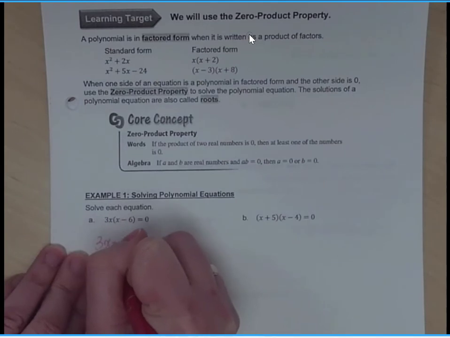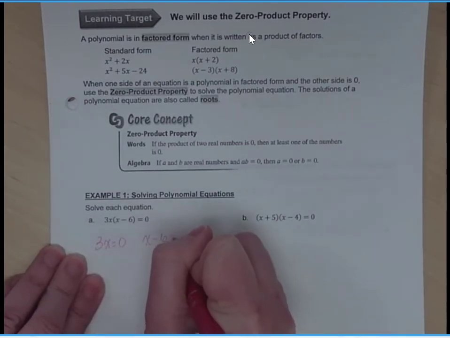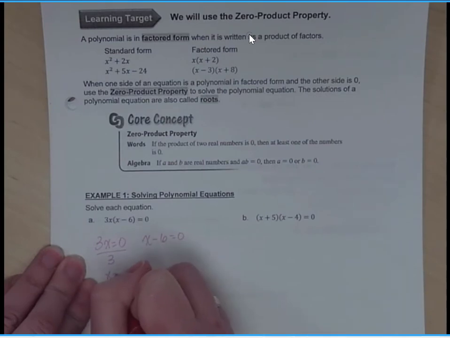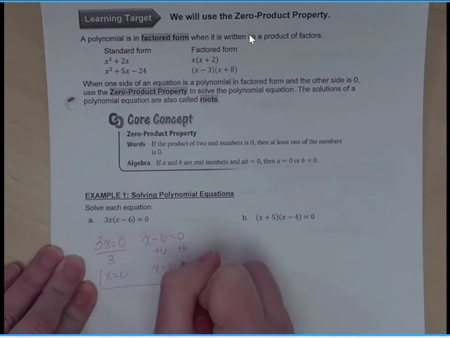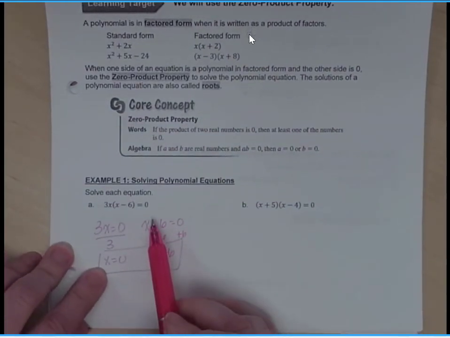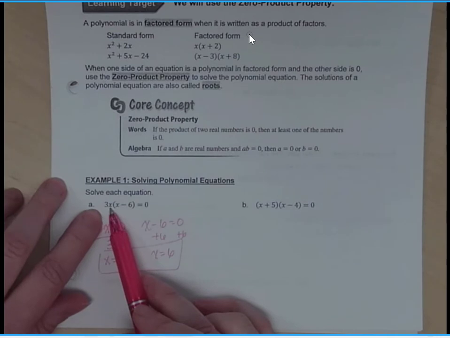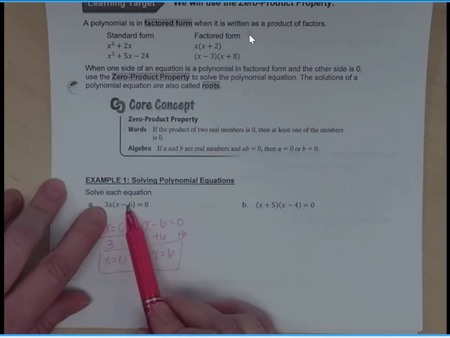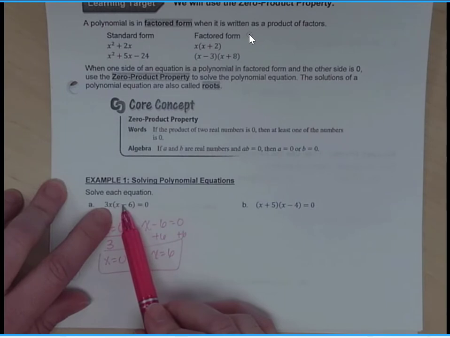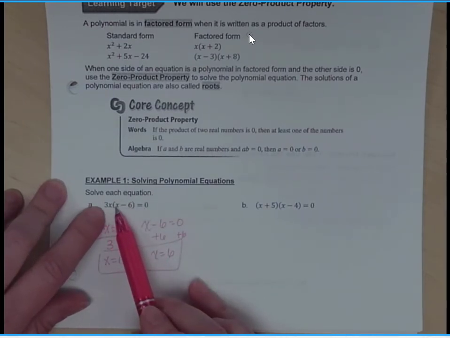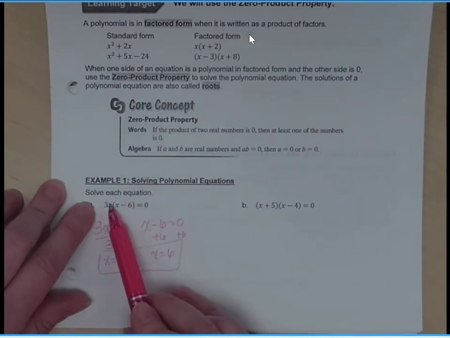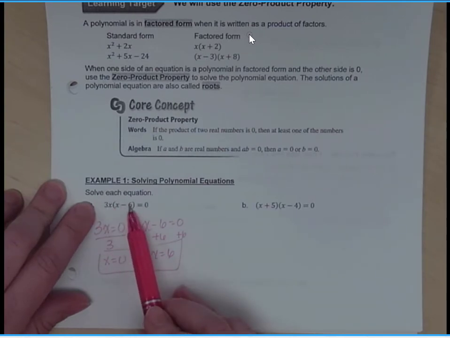Well, I'm going to set 3x to 0 and x minus 6 to 0. Divide by 3, x equals 0. Add 6, x equals 6. So either one of these is going to give me a true statement. So if I plug in 0 here, 3 times 0 is 0, 0 minus 6 is negative 6, and 0 times negative 6 gives me 0. Same thing here. 3 times 6 is 18, 6 minus 6 is 0, 18 times 0 is 0. So if either one of these factors is 0, my solution is going to be 0.